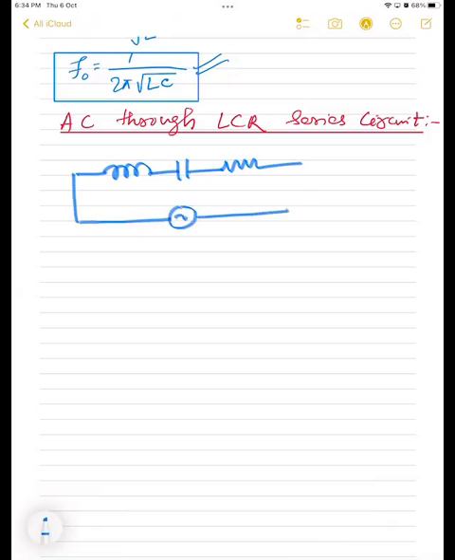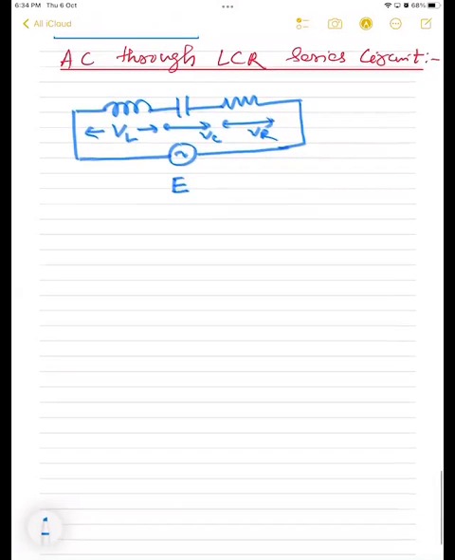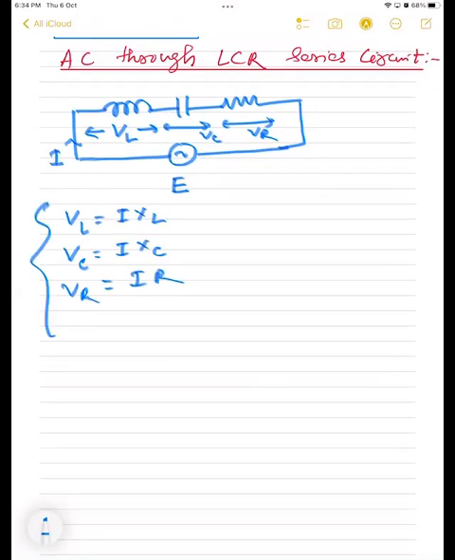Connected to EMF, that is E, and this voltage is VL, this voltage is VC, and this voltage is VR, right? Similarly, in the same way, I amount of current is flowing. You can say VL is equal to how much? I into XL, correct? VC is equal to I into XC. And VR is equal to how much? I into R, correct? Yes or no?